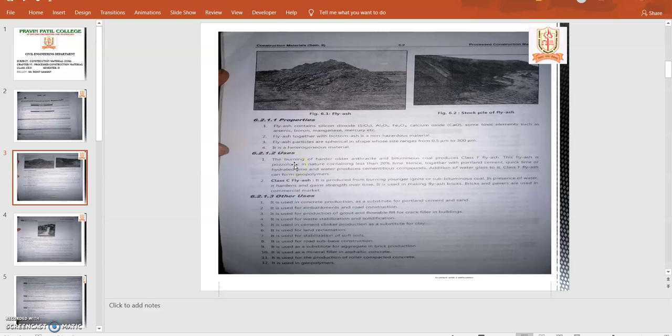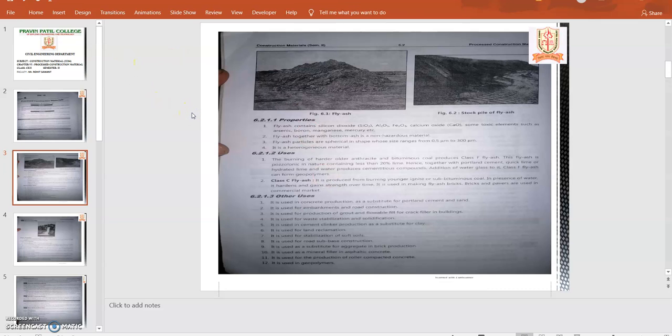So what are the uses of fly ash? The burning of harder, older anthracite and bituminous coal produces the Class F fly ash. This fly ash is pozzolanic in nature, containing less than 20% of lime. Hence, together with Portland cement, weak lime or hydrated lime, and water, it produces cementitious compounds. With the addition of water, the Class F fly ash can form geopolymers, which is a good replacement.